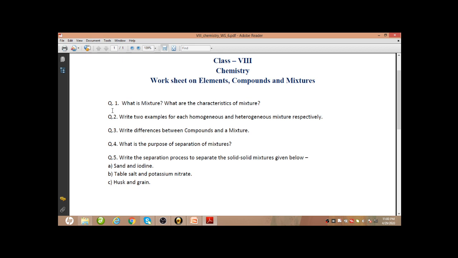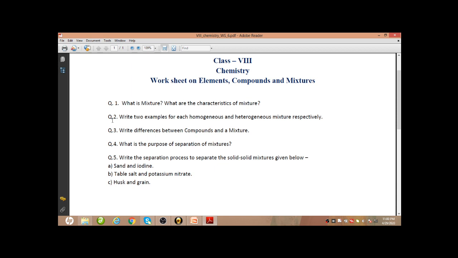First question was, what is a mixture and what are the characteristics of a mixture? This can be written on your own, as it is there in the study material. So you will write the definition and the characteristics of a mixture point wise.